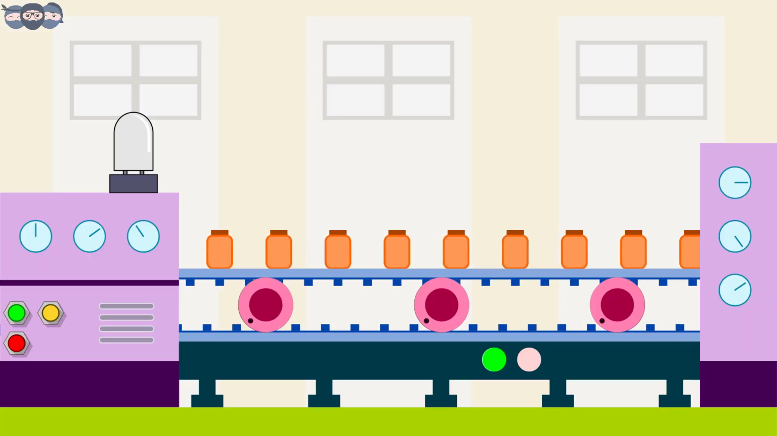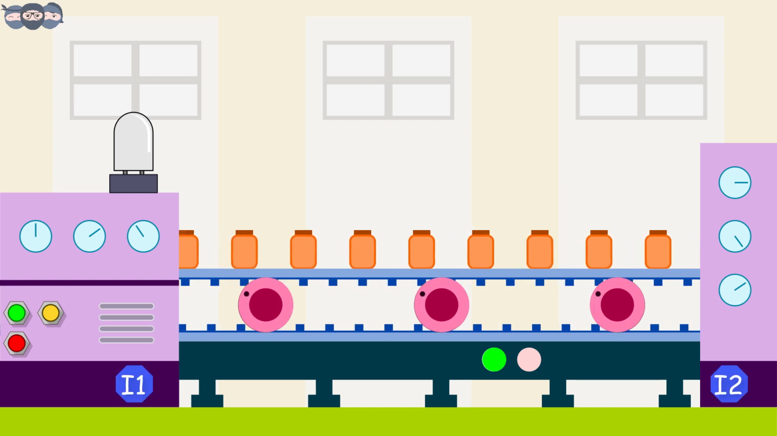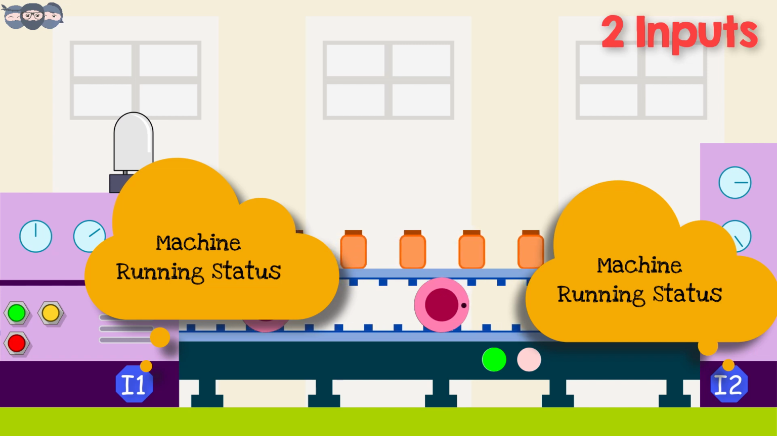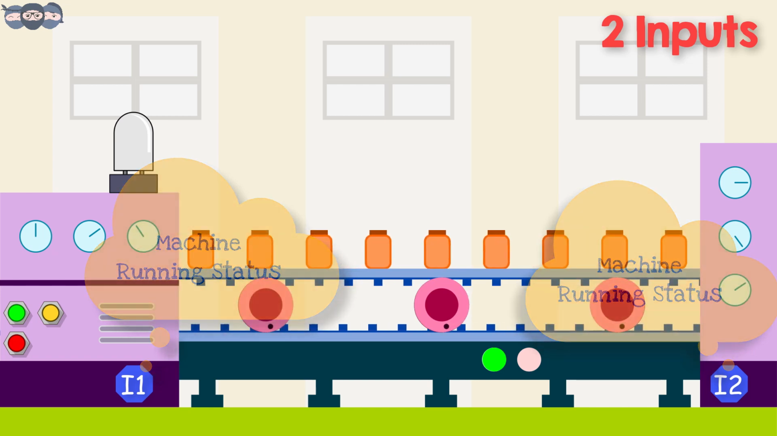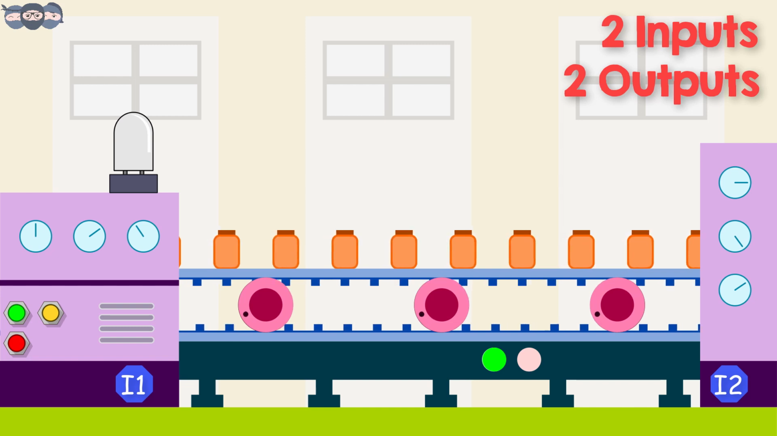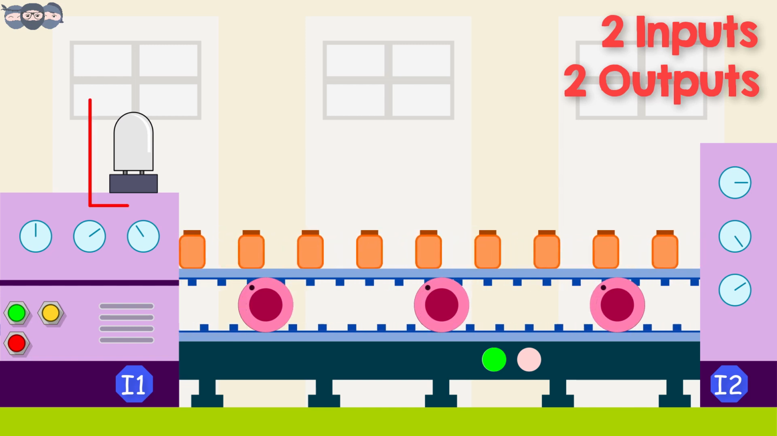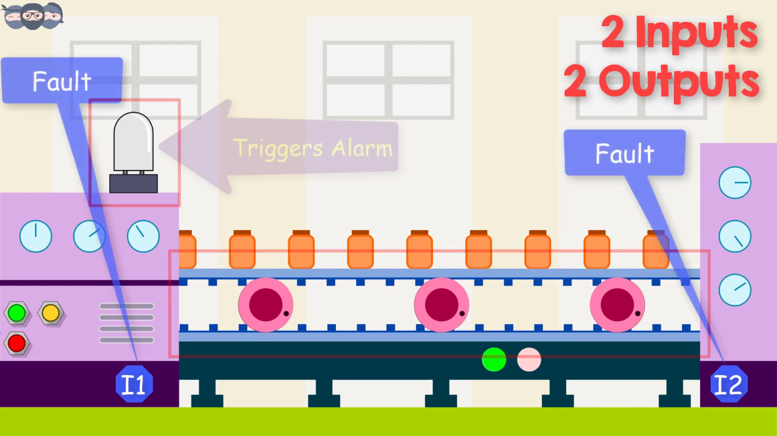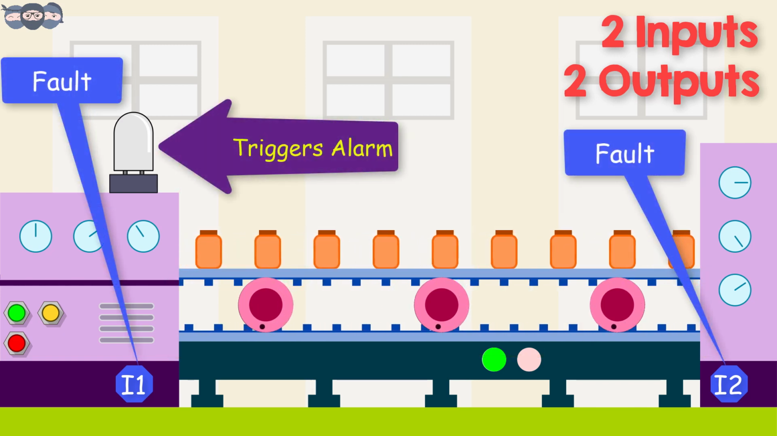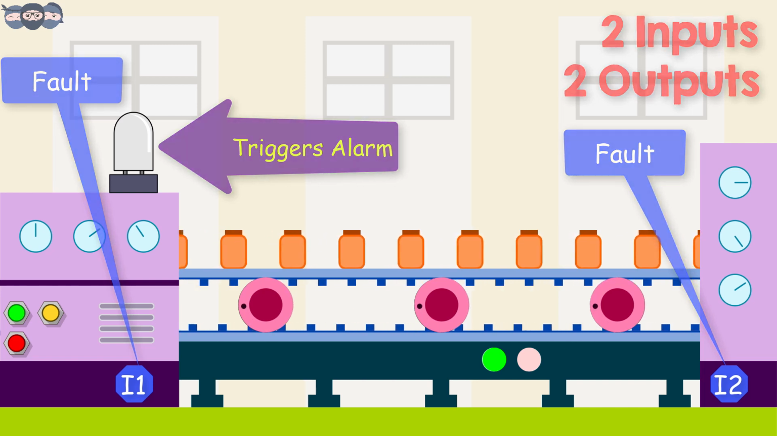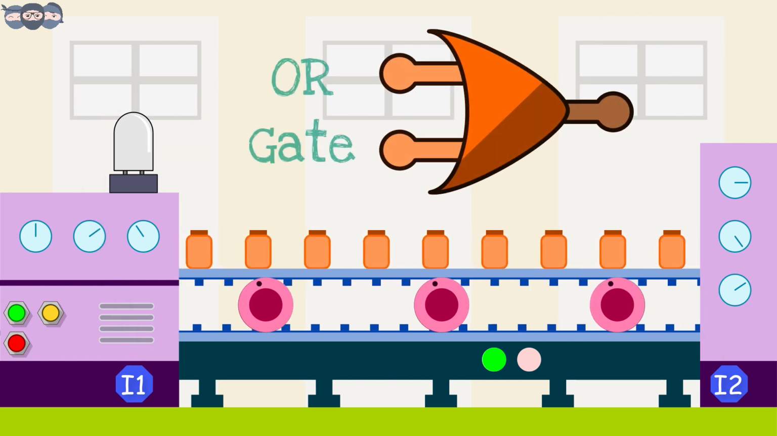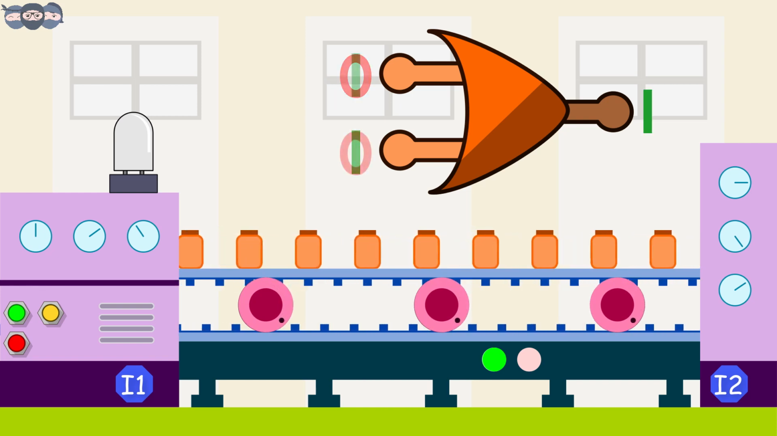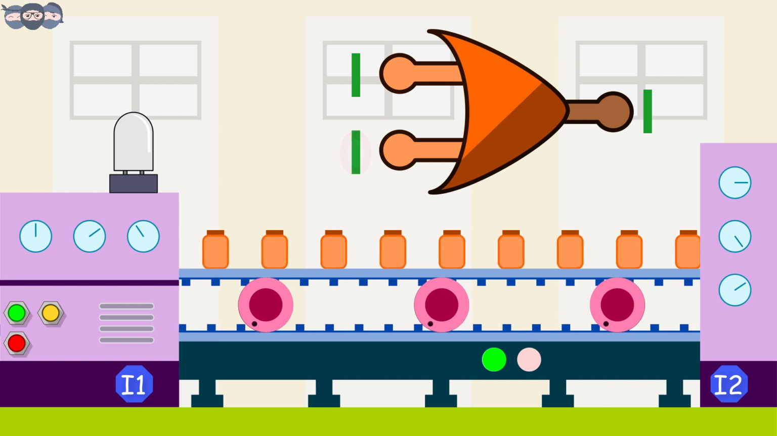The question for this case is quite clear. We have two inputs, each from the machine, telling us if the machine has stopped or not. There are two outputs to be controlled in this case. The one is the alarm and the other is the conveyor motor. The alarm has to go high if any of the machines stop. This can be implemented as an OR Boolean logic. If any input goes high, output goes high.